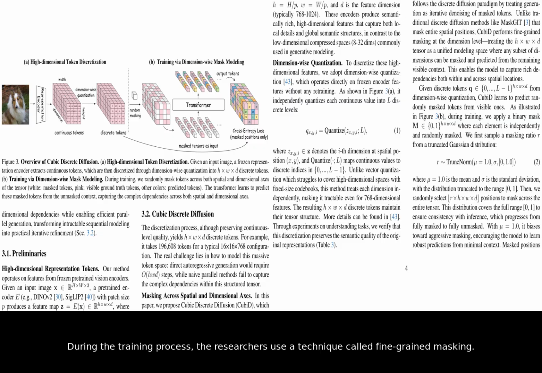During the training process, the researchers use a technique called fine-grained masking. They randomly hide tiny bits of data throughout the entire 3D structure. The model then learns to predict those missing pieces by looking at the surrounding context of the cube.